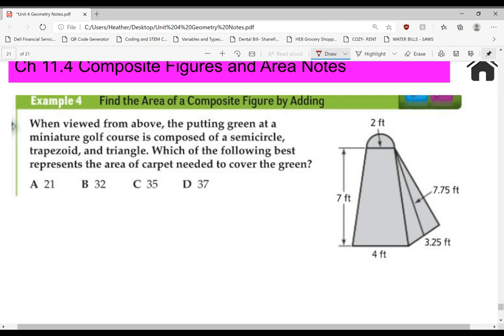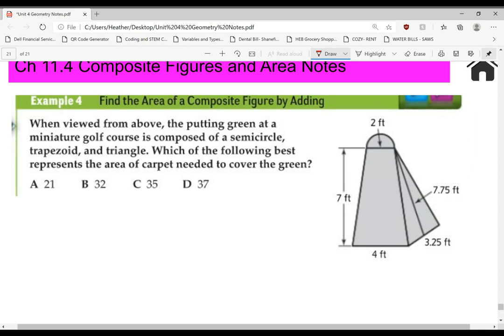Example 4 says, when viewed from above, the putting green at a miniature golf course is composed of a semicircle, trapezoid, and triangle. Which of the following best represents the area of carpet needed to cover the green? So the area to be carpeted can be separated into a trapezoid with a height of 7 feet and bases of 2 feet and 4 feet, a triangle with a base of 3.25 feet and a height of 7.75 feet, hypotenuse of 5.7 feet, and a semicircle with a diameter of 2 feet. We need to find the area of each of them separately and add them together.